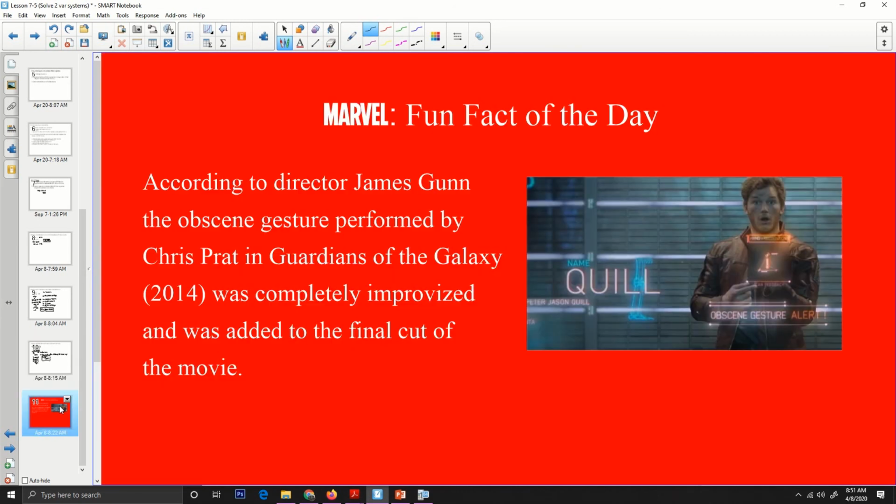So the Marvel fun fact of the day: according to director James Gunn, the obscene gesture performed by Chris Pratt in Guardians of the Galaxy from 2014, I can't believe it's that old already, was completely improvised and was added to the final cut of the movie. And you can use your imagination on what the obscene gesture is, but this is a family-friendly video, so I got the censored version of the video.